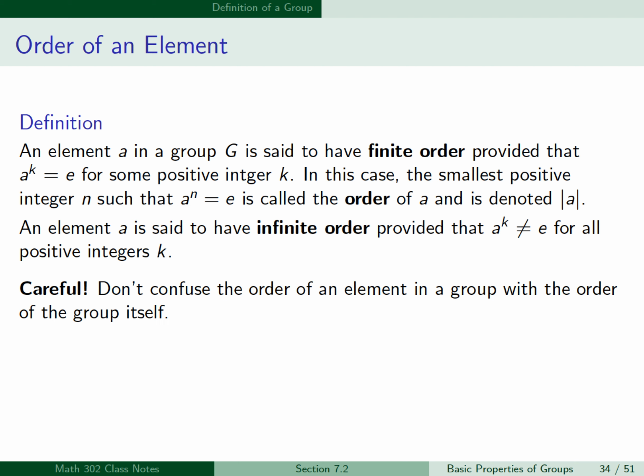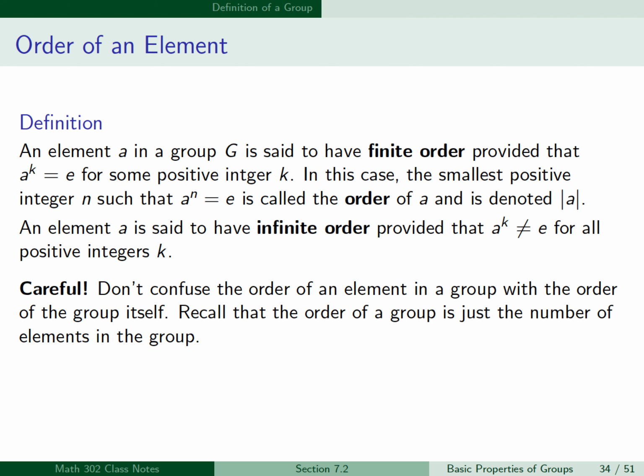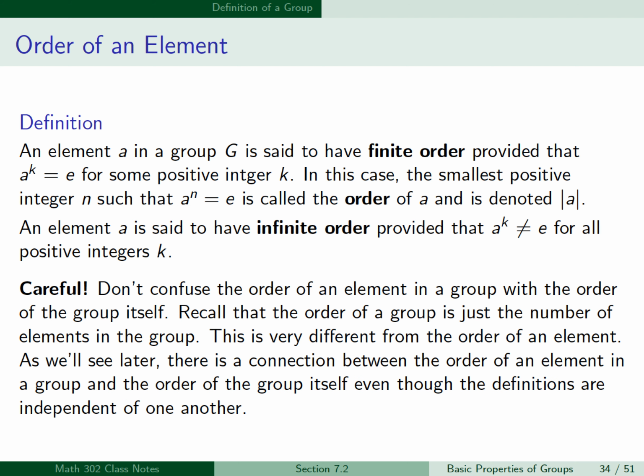Now careful, don't confuse the order of an element in a group with the order of the group itself. If you'll recall from the previous section, the order of a group is just the number of elements in the group. And this is very different from the order of an element. As we'll see later, there actually is a connection between the order of an element in a group and the order of the group itself, even though the definitions are independent of one another.